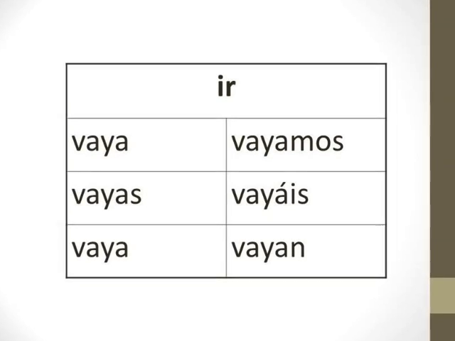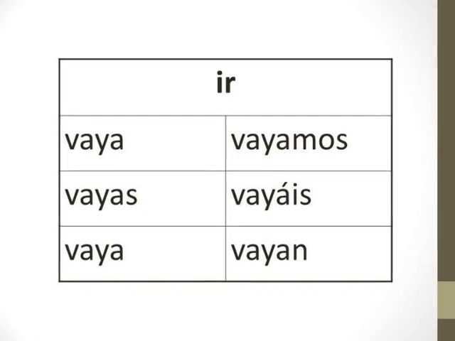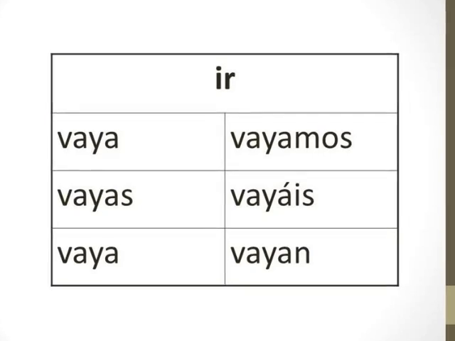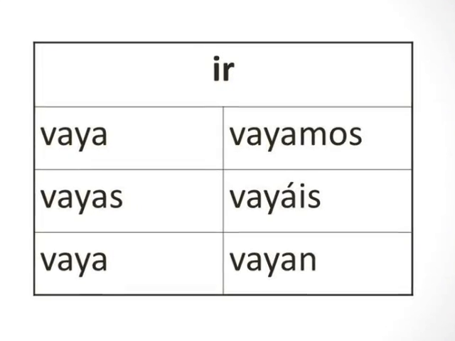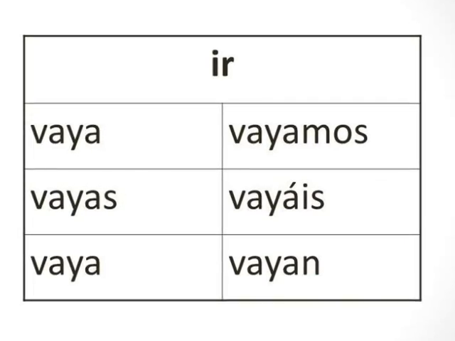Ir, meaning to go, is an irregular that's really important. A lot of you used this verb in your examples yesterday. Vaya is what we're going to do. It's a totally irregular verb, so you have to memorize it. Don't forget this one because you're definitely going to want to use it.